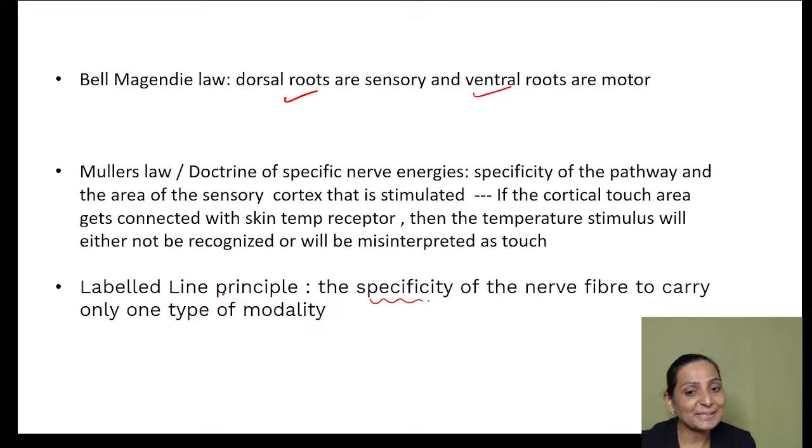That refers to the specificity of the nerve fiber to carry only one type of modality. Muller's law also is the same, reflecting the specificity of the pathway and also the cortical area which gets stimulated. That means if the cortical touch area gets connected with the skin temperature receptor, then the temperature stimulus either will be not recognized or it will be recognized as touch. So not only the specificity of pathway but also the specificity of the cortical area that is getting stimulated. So these are very important, and here you really repeatedly get MCQs on these questions.